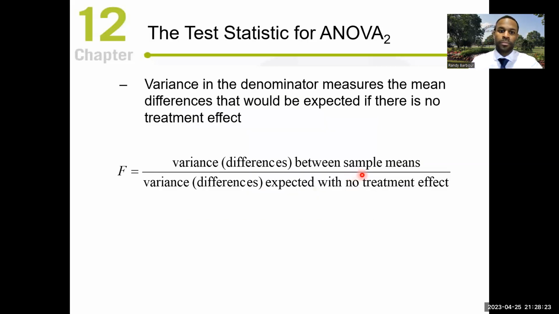But again, for the F ratio, you have the variance between samples. So this is going to be the variance between mean one, mean two, mean three. And then the difference expected with no treatment effect is going to be the variance within each group, and we'll explain a little further what that means. We're looking at the variance within each group, and then we're going to sum all of those variances up to determine what that within group variance is for the entire group of samples.